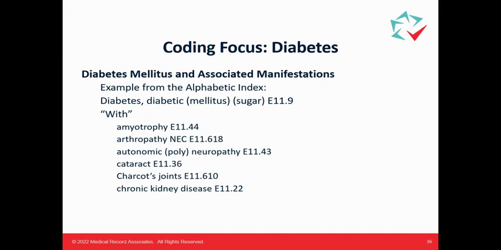Okay, so here's an example of the index. Diabetes with, and we have amyotrophy. I don't know if I said that right, but we have arthropathy. I can say that. The E11.618. Okay, so if the patient has arthropathy and diabetes, you would want to code the E11.618, and also probably if you go to this code, it'll say code also the arthropathy. Maybe not, but it probably does. But this is how it's going to look. The width is going to be just like that in your index.